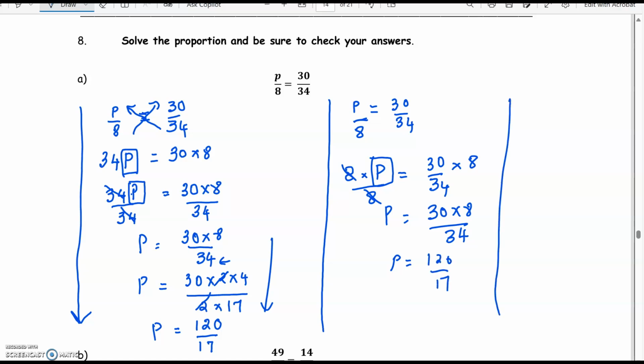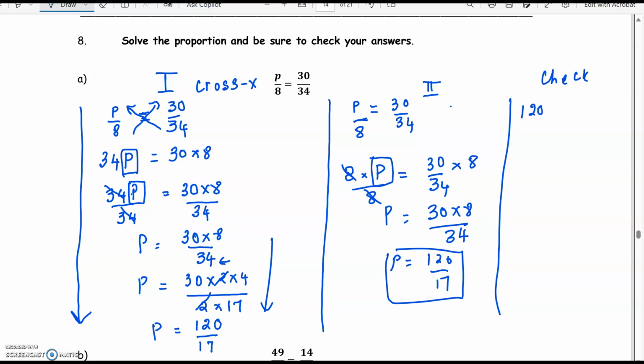Now, how do we check our answer? So this is method 1, this is method 2, this is cross multiplication, and this is just a different method. You multiply both sides by 8 to get rid of 8 and get P by itself. So now how do you check? This is our answer. Let's put it back into the equation.